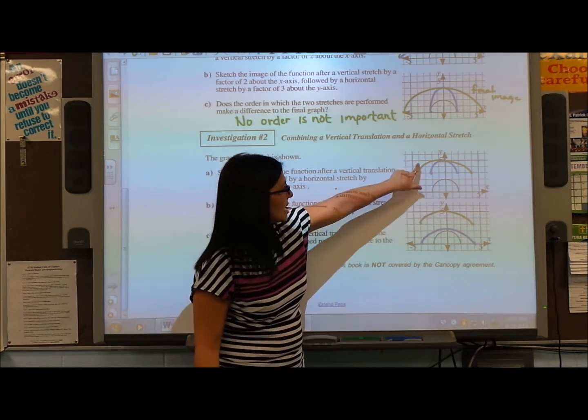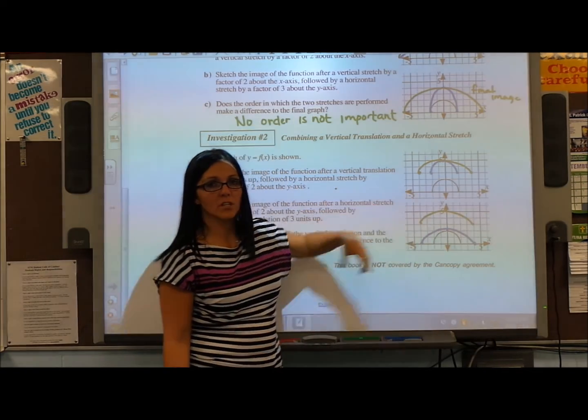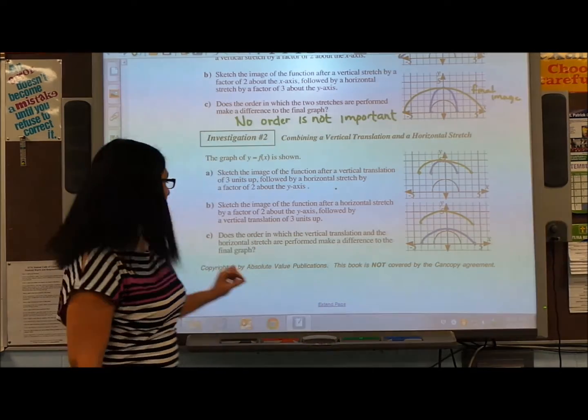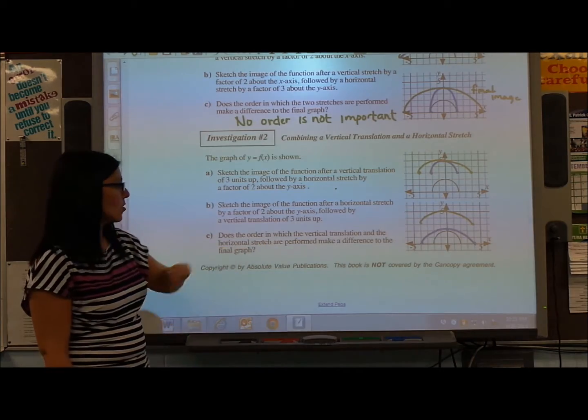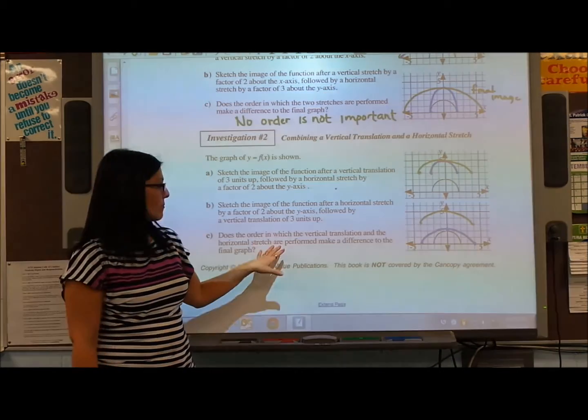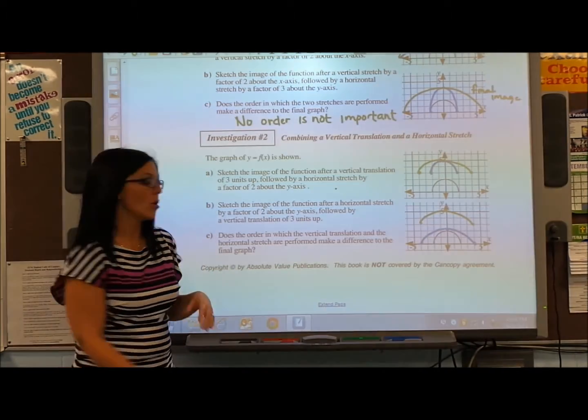If we've done this correctly, what do we notice about the 2 images? They are identical. So in this case, does the order in which a vertical translation and a horizontal stretch are performed make a difference to the final graph? No, it does not.